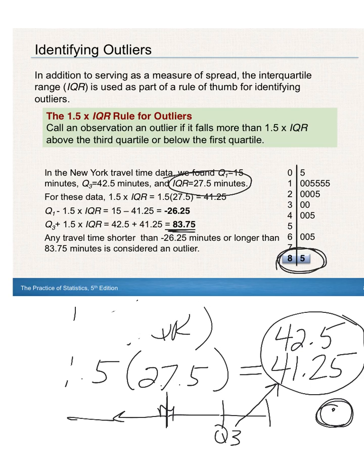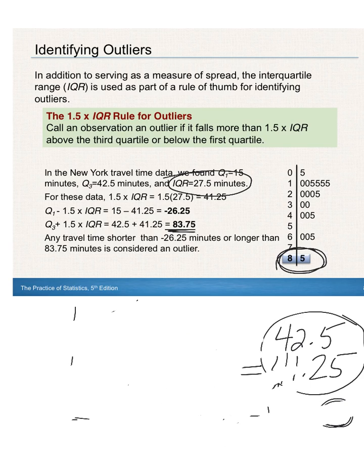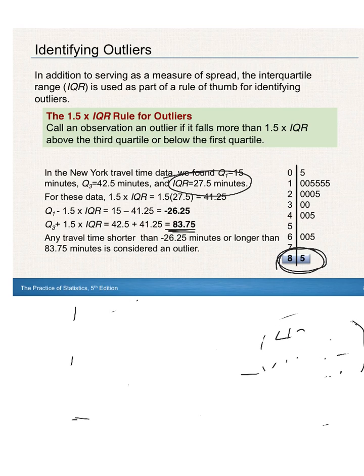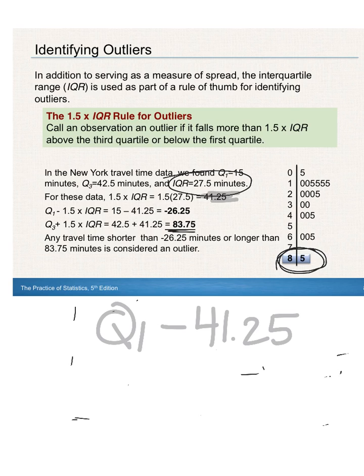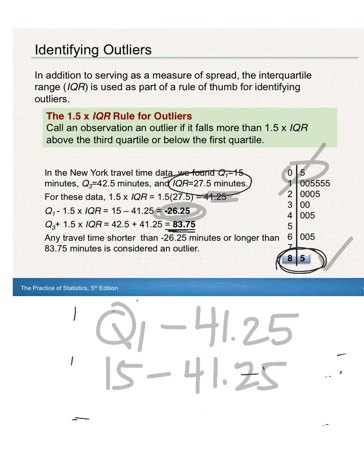And if we were trying to decide if that 5 is an outlier, we would do the exact same thing, but in the reverse. We'd find the fact that 1.5 times the IQR is 41.25. Then we're going to take the Q1 and subtract the 41.25 and see what happens. And so since the Q1 is 15, 15 minus 41.25 is a negative number. So this is not an outlier, but this one is.